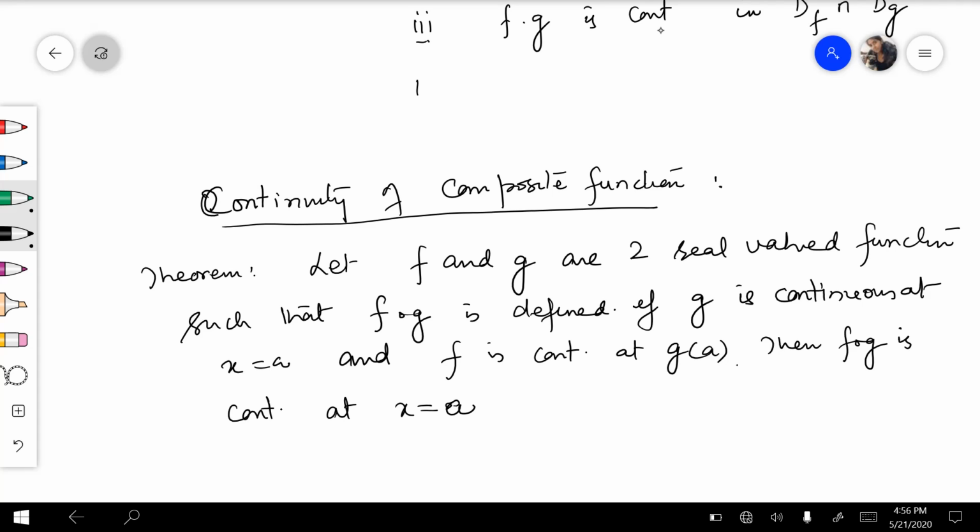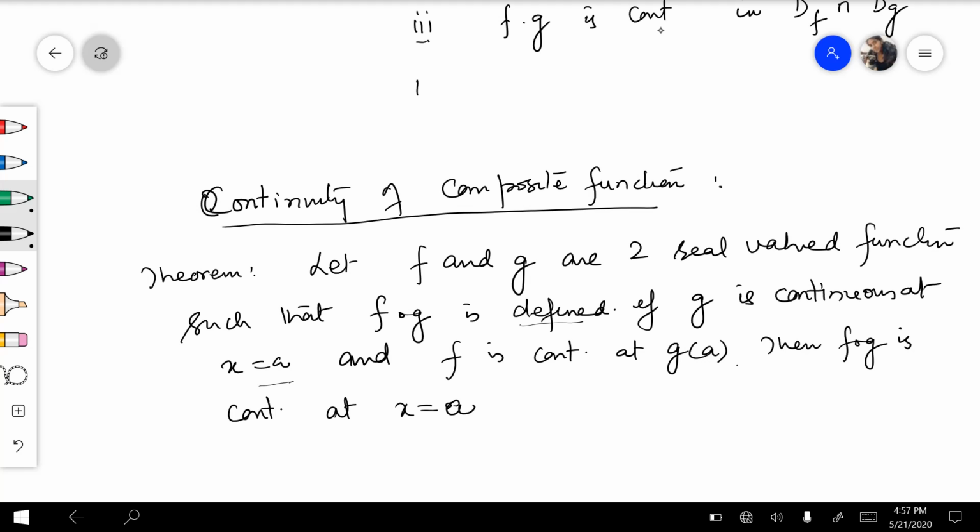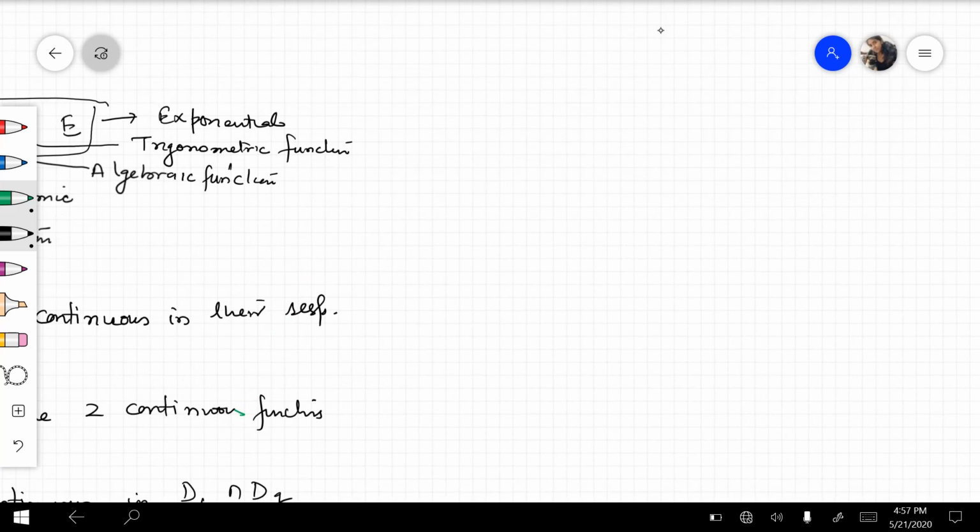मतलब अगर f और g यहाँ पर दो रियल वैल्यूड फंक्शन हैं such that हम f की g की कंपोजिशन f के साथ डिफाइन कर सकते हैं और f की कंपोजिशन g के साथ तभी डिफाइन कर सकते हैं whenever the domain of f is superset of range of g, or range of g is subset of domain of f. g is continuous at point a, and f is continuous at g of a. Then fog is continuous at x equals a. Let's prove this one.